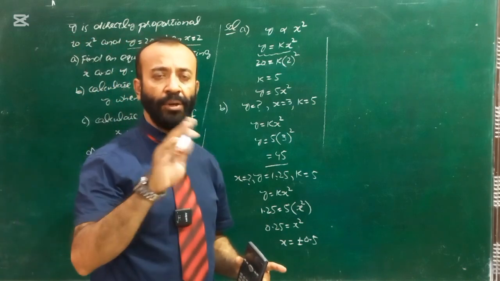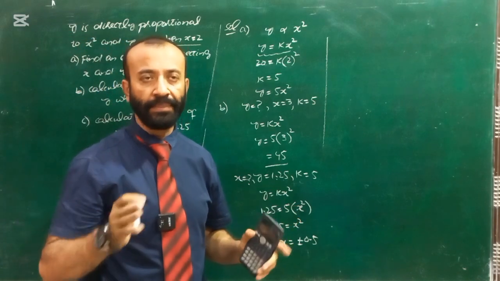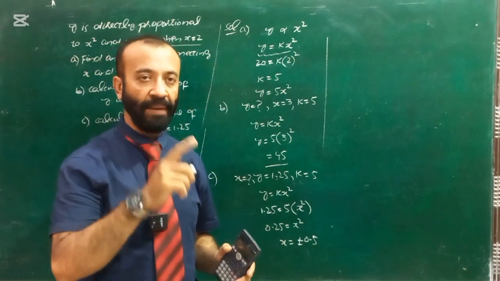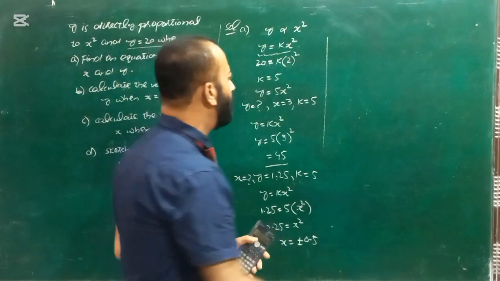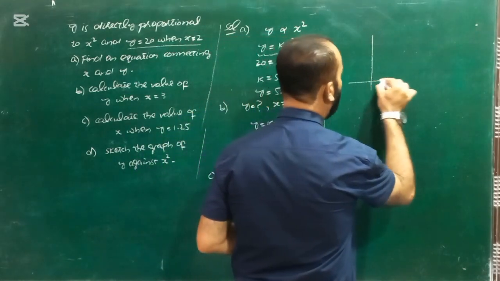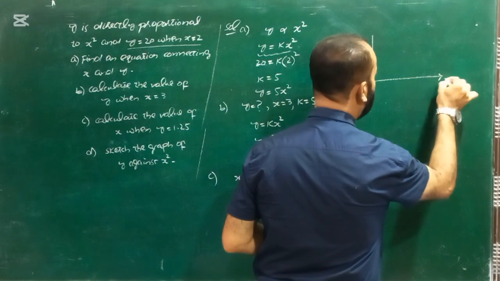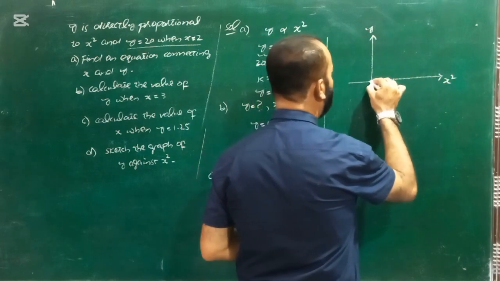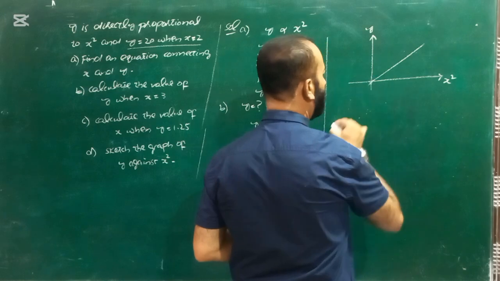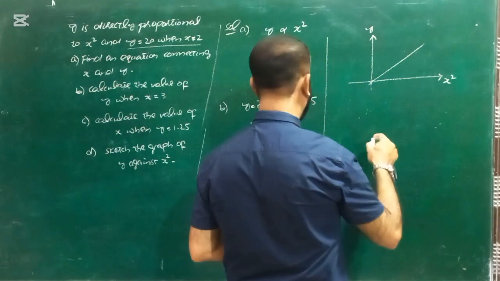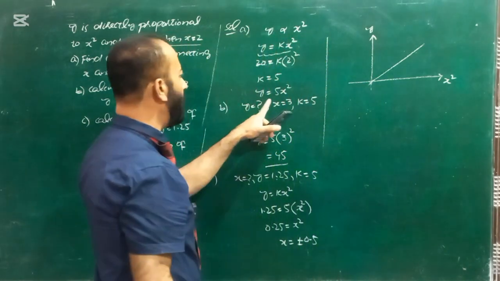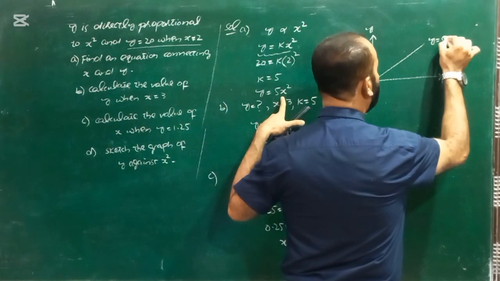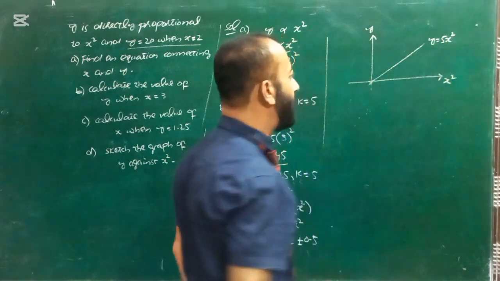So when the values are directly proportional to each other, their graph is a straight line. This is one thing that you have to remember, and the graph always passes through the origin. So look now, here is x square, here is y, so the graph will be of this type. That will pass through the origin, and the equation is y is equal to 5x squared. This is the equation of the graph. So this is the sketch.